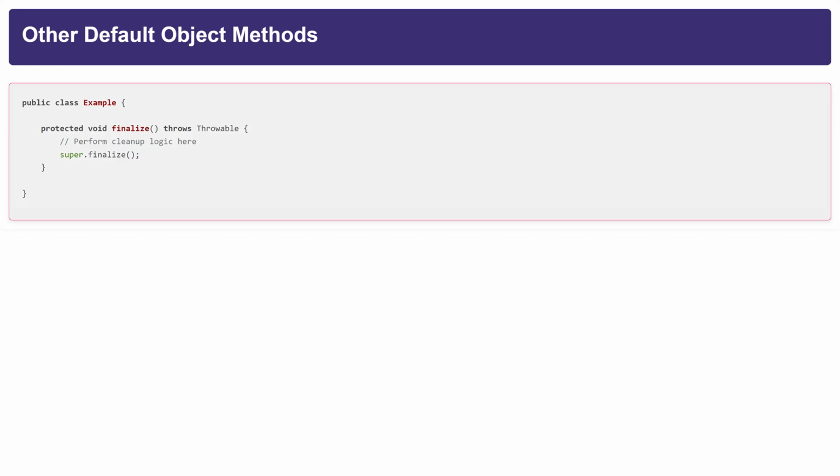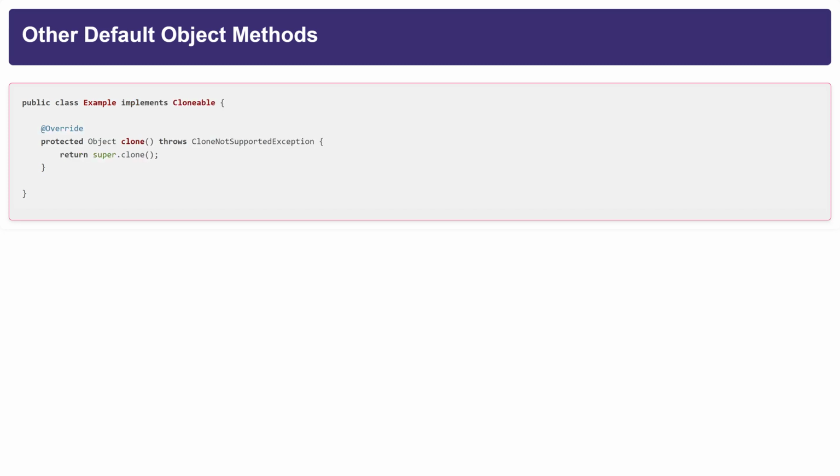Here is an example of overriding the finalize method. public class Example { protected void finalize() throws Throwable { // perform cleanup logic here super.finalize(); } } In this example, the program defines a subclass that overrides the finalize method to provide custom cleanup logic. The subclass calls the superclass's finalize method to let it perform its own cleanup logic.